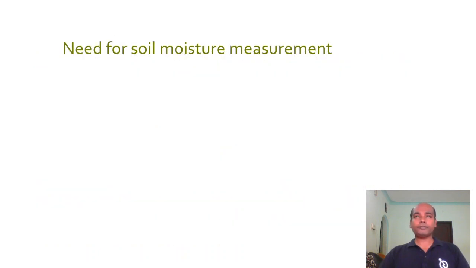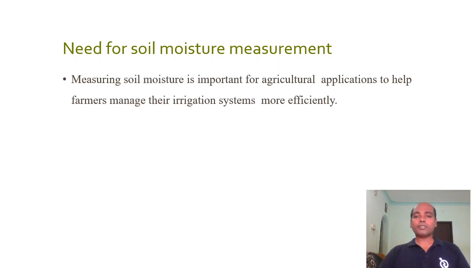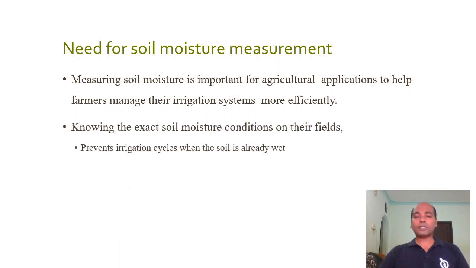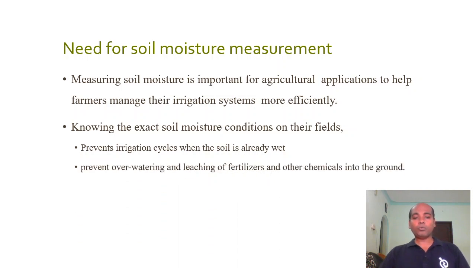Need for soil moisture measurement. It is always good to know the need for a particular device or element before we study it. Measuring soil moisture is important for agriculture applications to help farmers manage their irrigation system more efficiently. Knowing the exact soil moisture condition in their fields prevents an irrigation cycle when the soil is already wet. When the soil is dry, the soil moisture sensor gives the information and then water is poured for the plant. It also prevents overwatering and leaching of fertilizers and other chemicals into the ground.